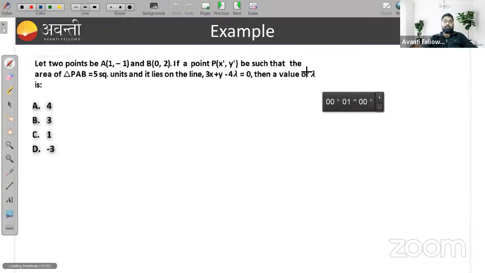Okay, let's solve another question, and your time starts now. It's also a question from previous year questions, 2020 questions. Try to solve this question, and your time starts now.